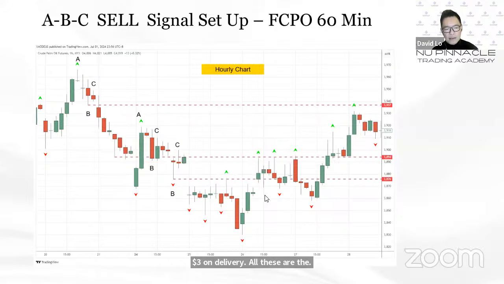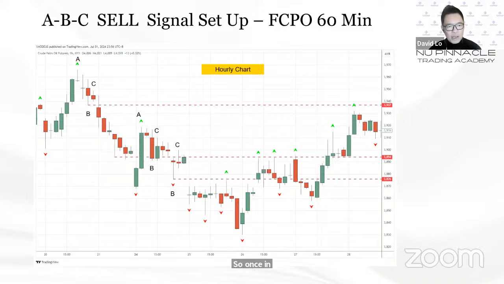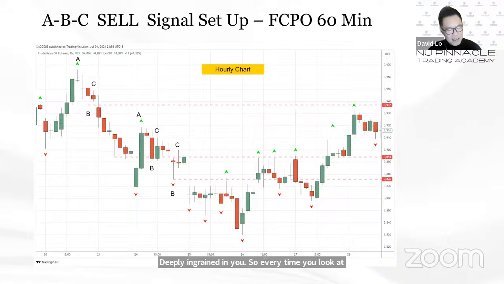All these are the ABCs. So you need to practice. This is a skill. As I said, trading is a skill. Reading this chart using ABC pattern recognition is also a skill that you need to acquire and practice. Once you practice, it'll be deeply ingrained in you. So every time you look at a chart, you can see all the ABCs. I can instantly see all of it because I'm so used to looking at this. Okay, another example.